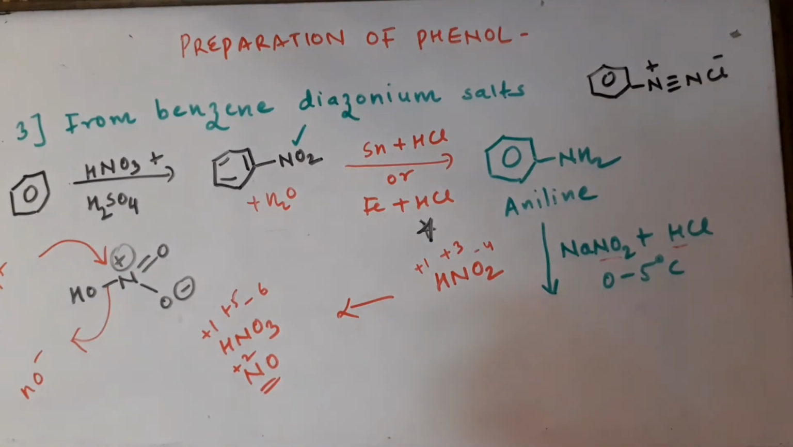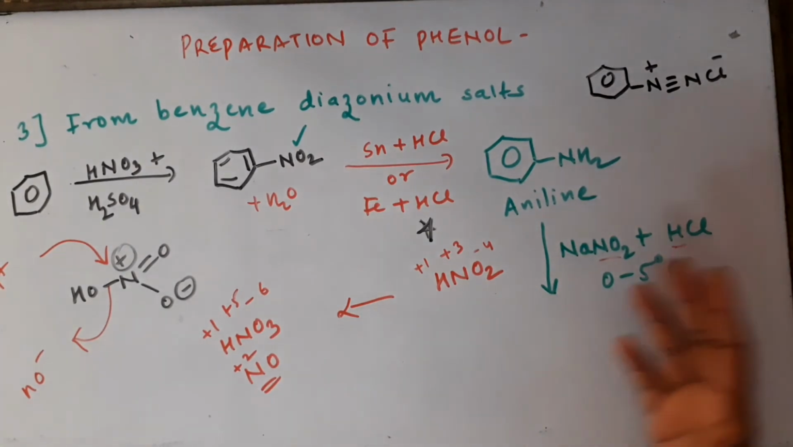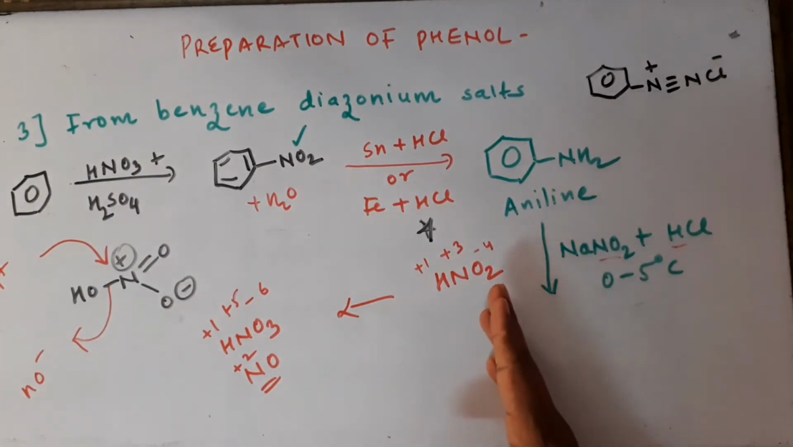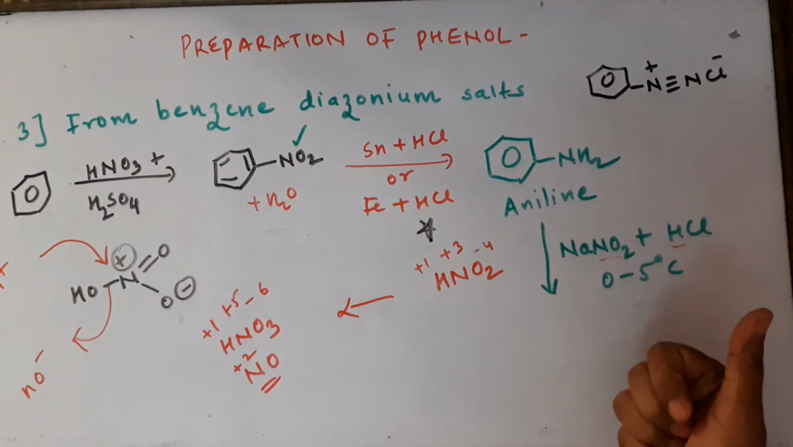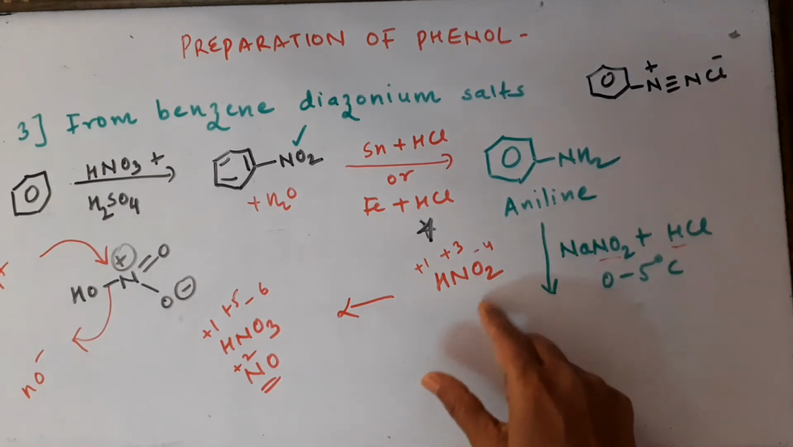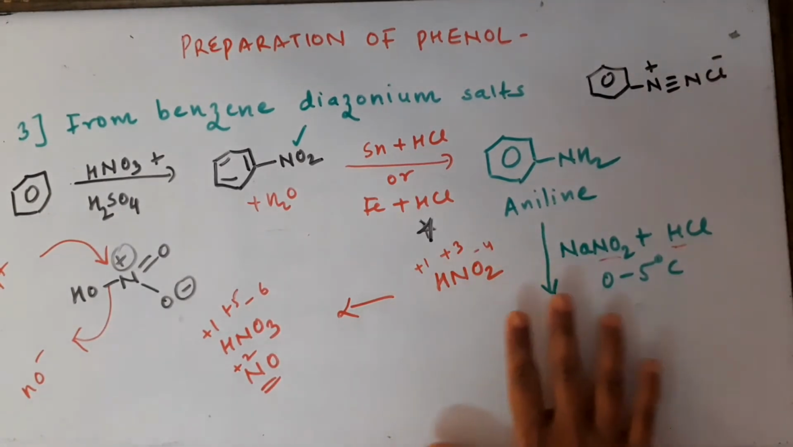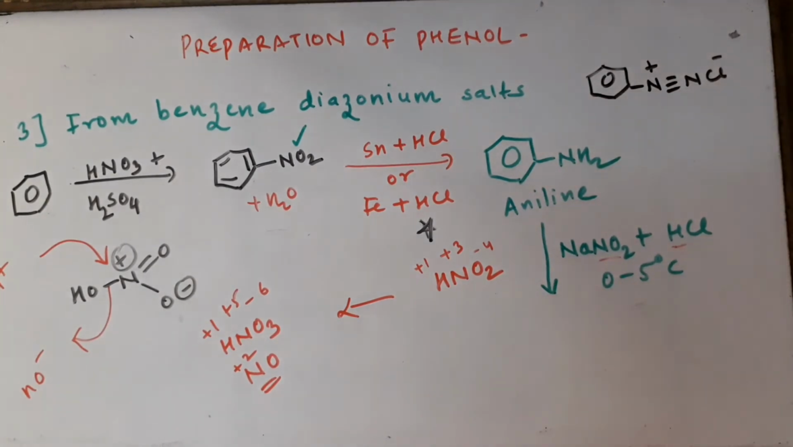So why are we using this ice cold condition? Why are we preparing nitrous acid at the time of reaction? Because it's highly unstable. What happens to it? It undergoes disproportionation. Alright, so let us now continue with this reaction.